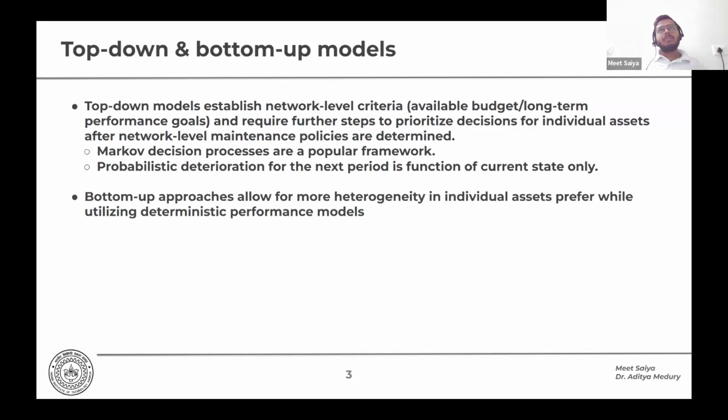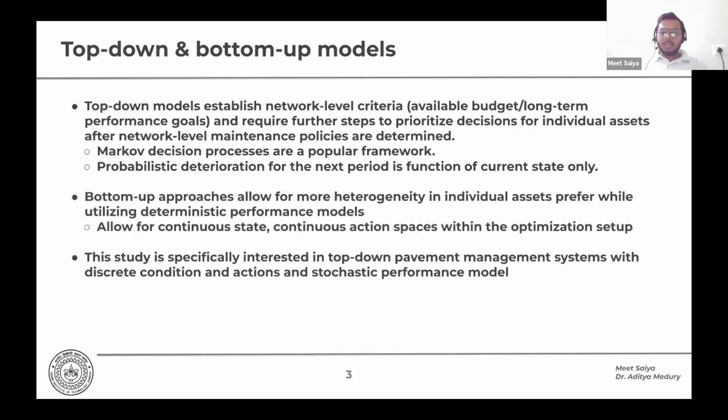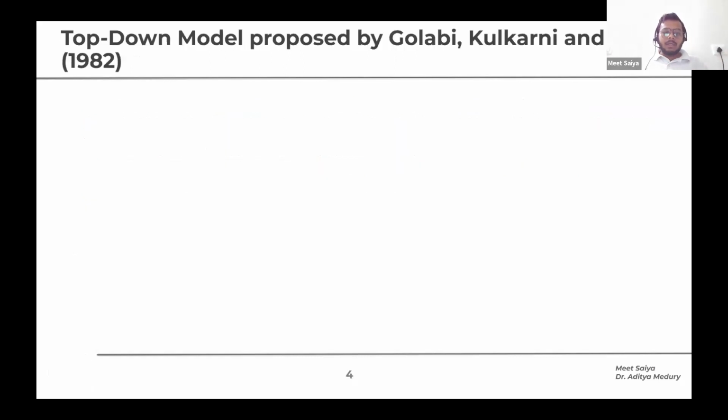infrastructure like bridges and tunnels, which have an individual identity, and you want to model that. So each of them is different from another, and you want to integrate that in the modeling framework. So it allows for continuous state, continuous action spaces, and so on. This study focuses on top-down pavement management models in a stochastic framework.